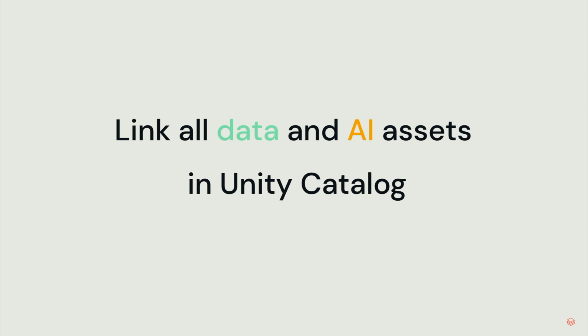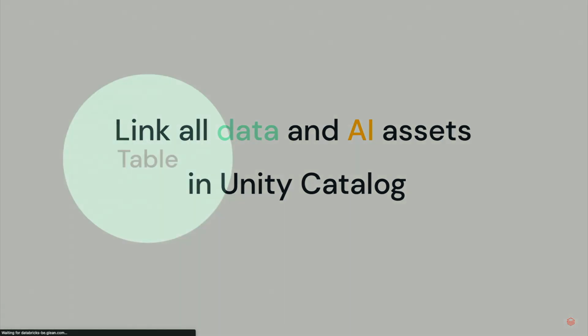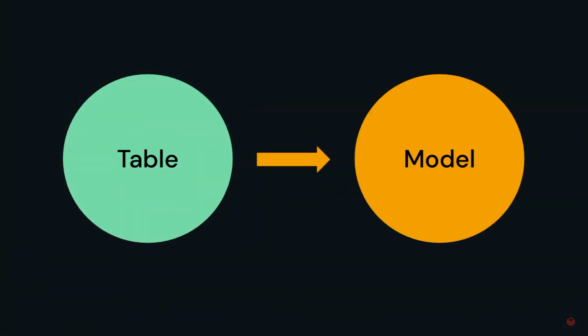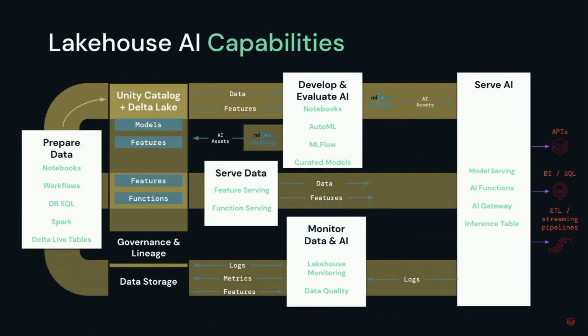But this is not the end of the journey. In the new AI era, we're trying to link all the data and AI assets together in Unity Catalog. We expose the lineage from table to model. Let's take a look at the Lighthouse AI capabilities and go through the machine learning AI lifecycle.